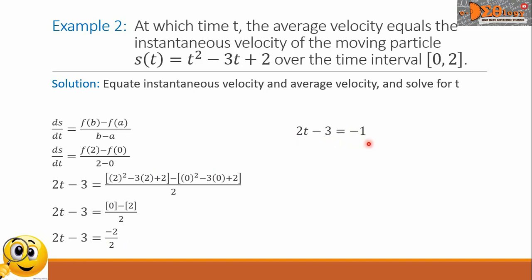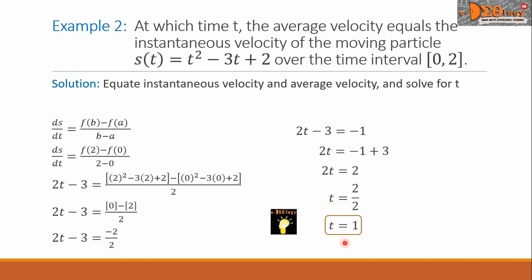Let us now solve for t. Let us transpose this negative 3 to the right side. That becomes positive 3. So we have the right side, negative 1 plus 3, is now simplified into positive 2. Dividing both sides by 2, we have t equals 2 over 2, so that t is equal to 1. This is our final answer.